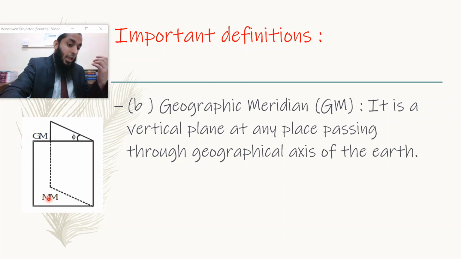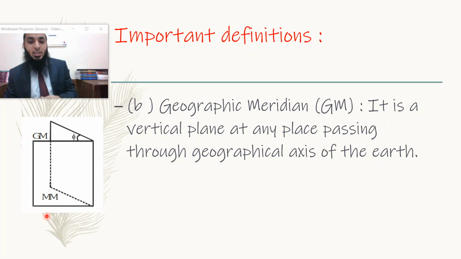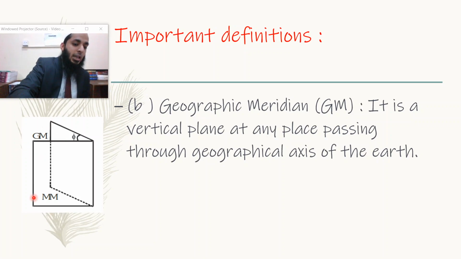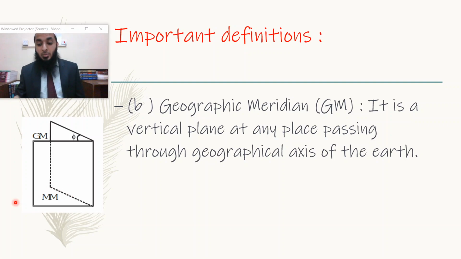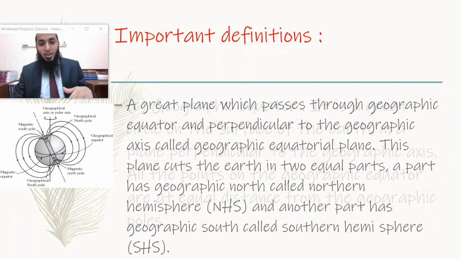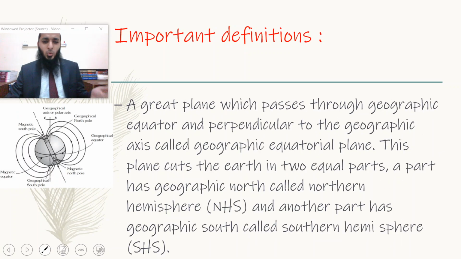Now what is this MM? It's not millimeter. It is the magnetic meridian, which we'll see in the next slide. GM stands for geographic meridian and MM stands for magnetic meridian. Now use your common sense. If the geographic meridian is a plane passing through the geographic axis or the axis of rotation, what would be the magnetic meridian? Okay, magnetic meridian is in a different slide. We'll come to that one by one.